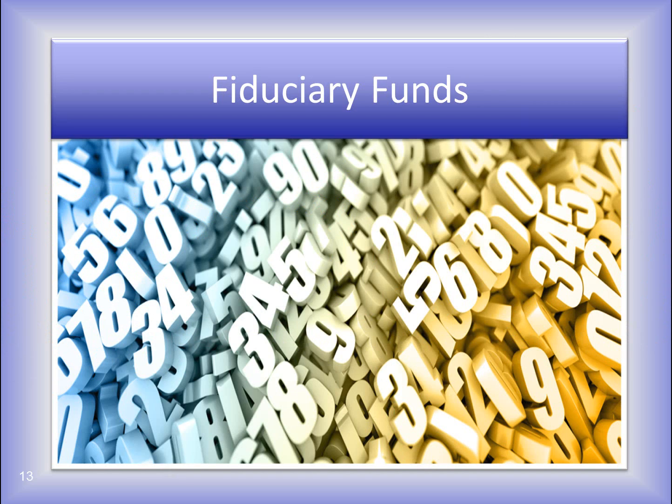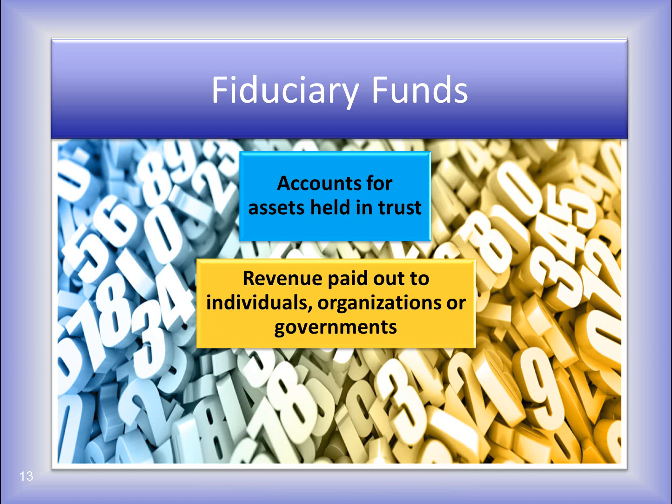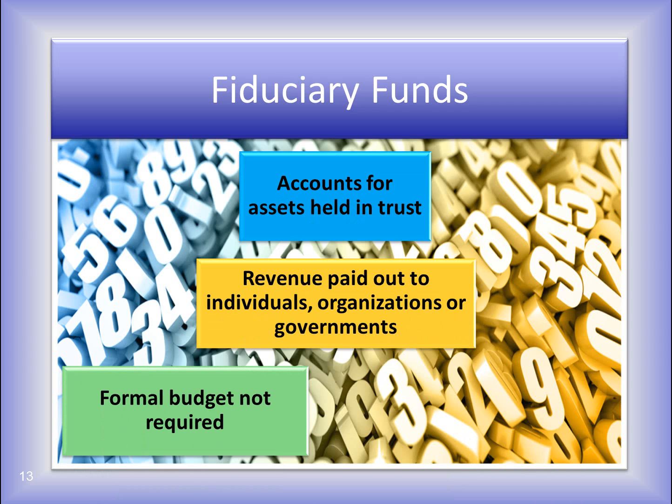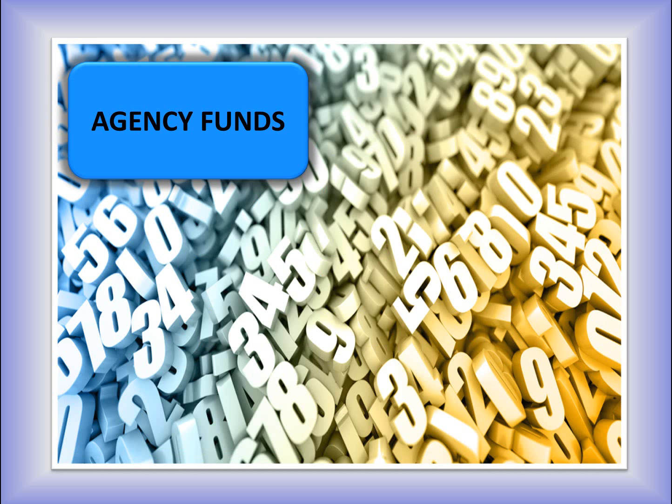The fiduciary category contains funds that account for assets held in a trustee or agent capacity. Any revenue received is paid out to individuals, private organizations, or other governments. Establishing a formal budget is not required, and trust funds in this category may have a non-expendable balance, but may not, depending on the agreement.